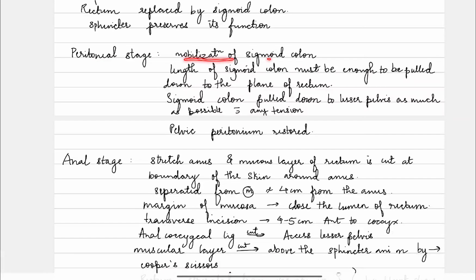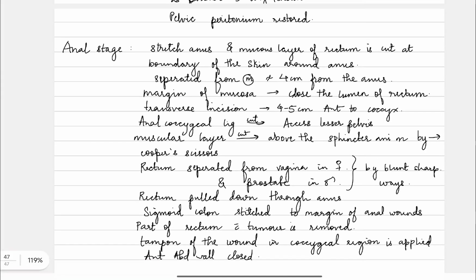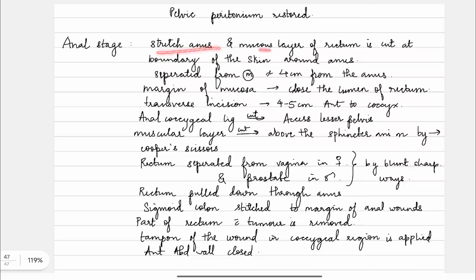Peritoneal stage, mobilization of the sigmoid colon. Length of the sigmoid colon must be enough to pull down to the plane of the rectum. Sigmoid colon is pulled down to the lesser pelvis as much as possible without any tension. Pelvic peritoneum is restored.